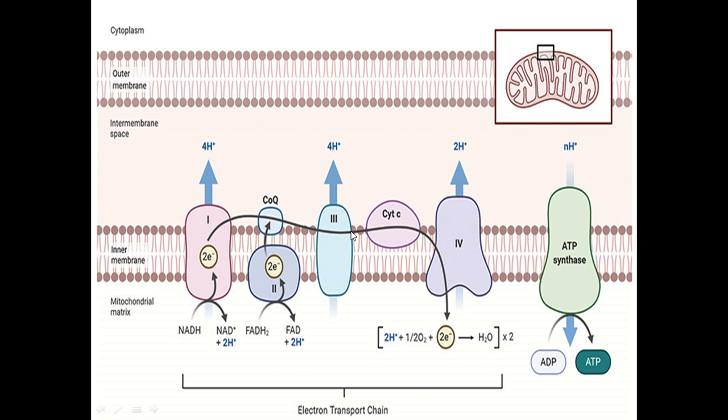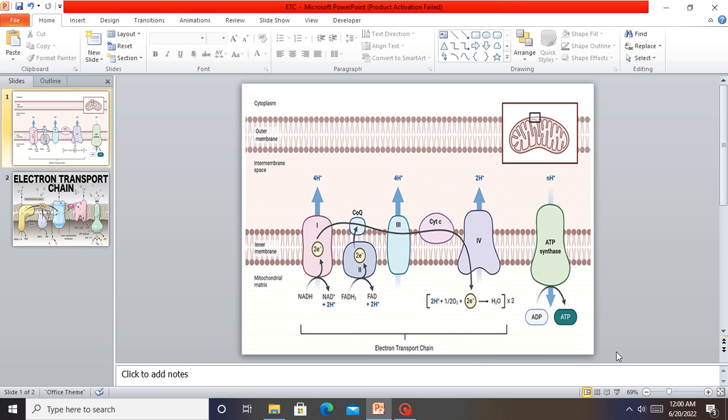Another one is cytochrome C. The cytochrome C complex is outside the inner mitochondrial membrane, so it is on the upper part of the bilayer, which faces the intermembrane space. So coenzyme Q is soluble in lipids, so it is embedded in the inner mitochondrial membrane, but cytochrome C is insoluble in lipid, therefore it is outside the inner mitochondrial membrane.